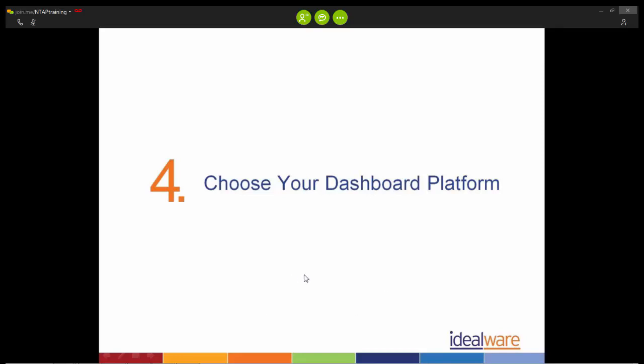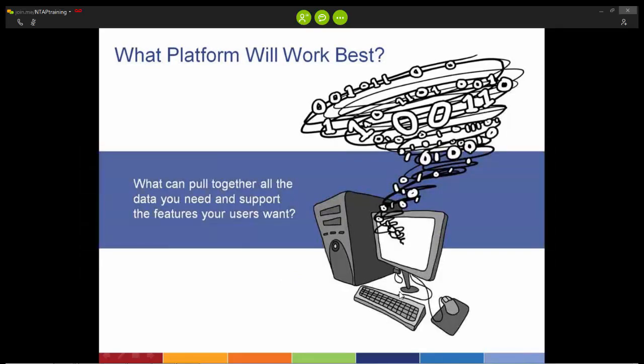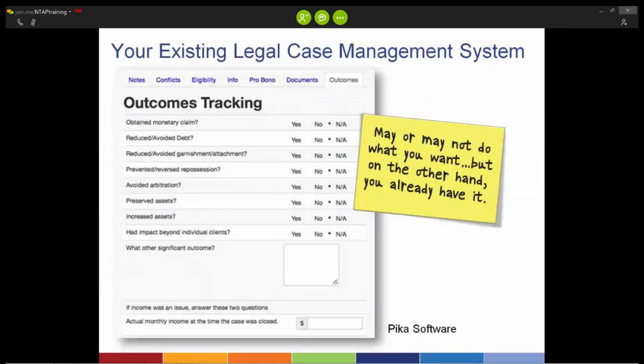Fantastic. All right. So let's talk a little bit about platform. The idea of your platform is that it's going to be able to take all of your data from whatever format it's in and show it in the form of charts, metrics, good stuff. And the most logical place, if it works, would be your existing legal management system, your case management system. It may or may not have the functionality that you need, but it's pretty clearly the place to start because it's got probably the data.